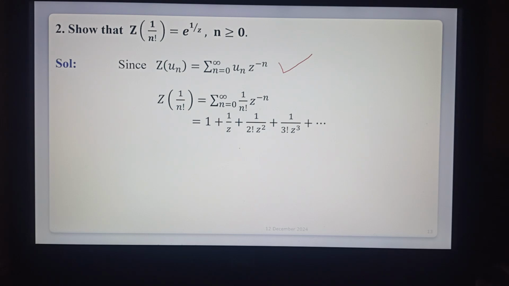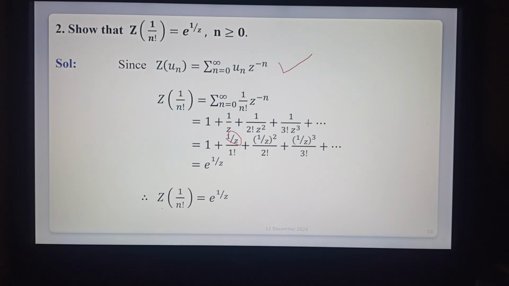This can be written in the form 1 plus (1/z)/1! plus (1/z)^2/2! plus (1/z)^3/3! plus and so on, which has the form 1 plus x/1! plus x^2/2! plus and so on. That is equal to e^x, where x = 1/z, so that is e^(1/z). Therefore the Z transform of 1/n! is equal to e^(1/z).